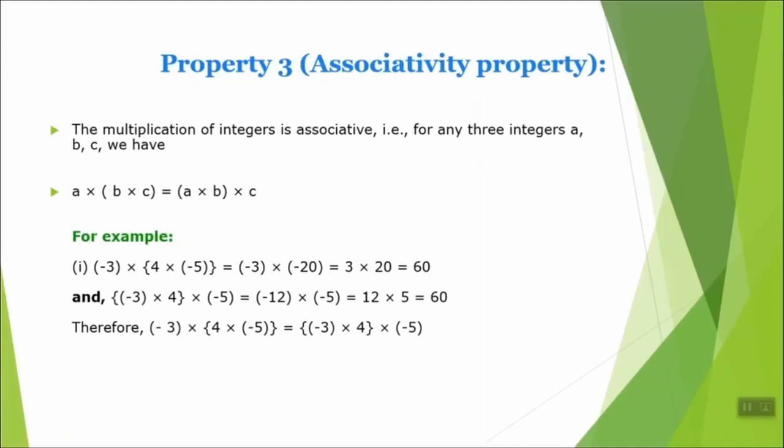But on the right hand side, what I did, I first put the bracket on minus 3 and 4, which is minus 12. Then minus 12 with minus 5 is 60. So I changed the order of the brackets, but the product still remains the same, which is true for multiplication.